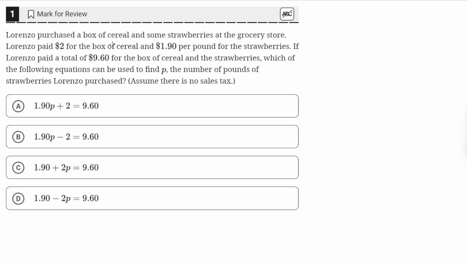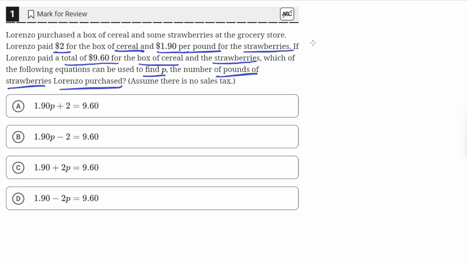Lorenzo purchased a box of cereal and some strawberries at a grocery store. Lorenzo paid $2 for the box of cereal and $1.9 per pound for the strawberries. If Lorenzo paid a total of $9.6 for the box of cereal and the strawberries, which of the following equations can be used to find P, the number of pounds of strawberries Lorenzo purchased?